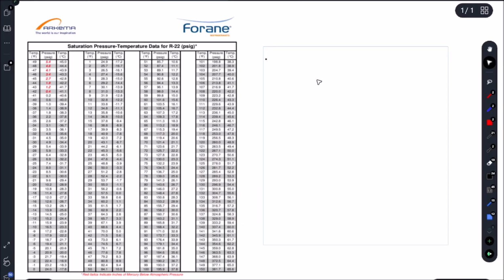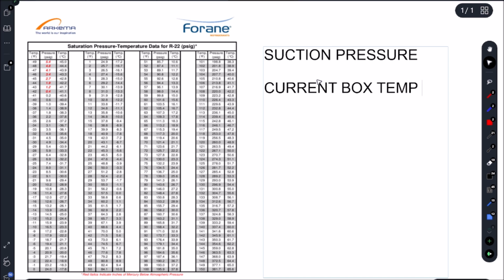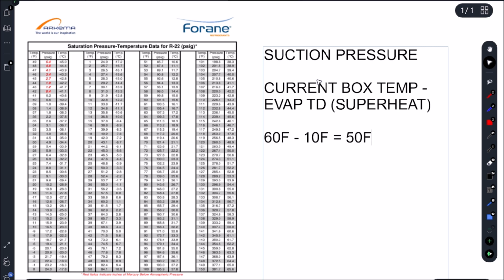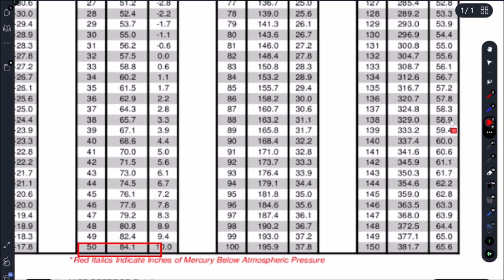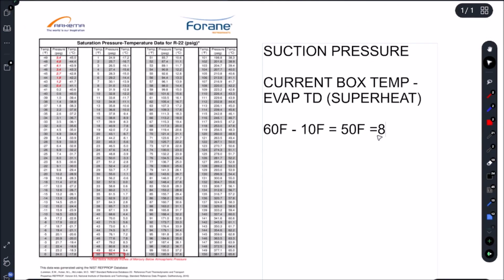All right, so the next step is figuring out what our suction pressure should be. Because we have a TXV, it's a walk-in, the calculation is going to be current box temp minus our evap TD, which more or less is going to be our superheat. So our current box temp is 60 Fahrenheit. We subtract our evap TD, which on a walk-in is generally going to be 10 Fahrenheit. And that gives us 50 Fahrenheit. So now we go over to our PT chart, 50 Fahrenheit is going to be 84 PSI. And right now we have 40 PSI.